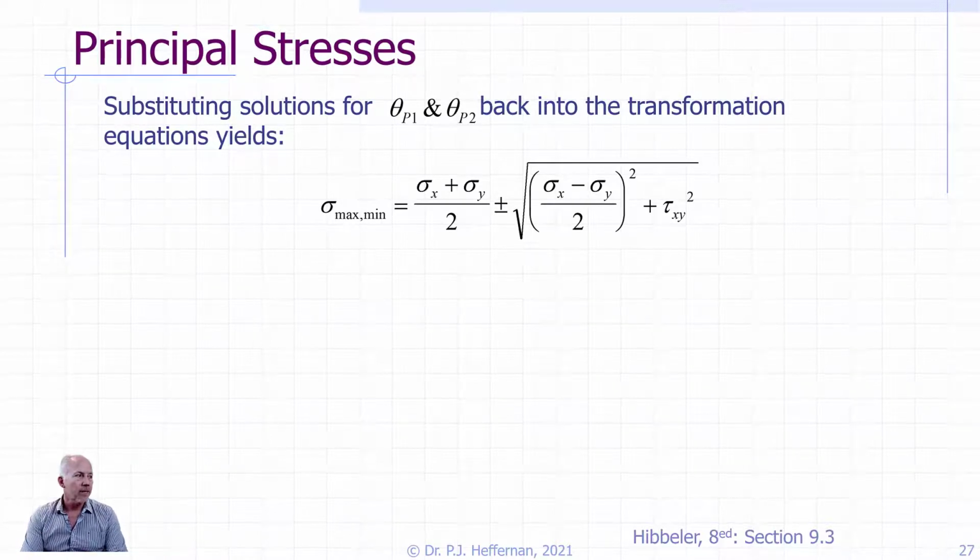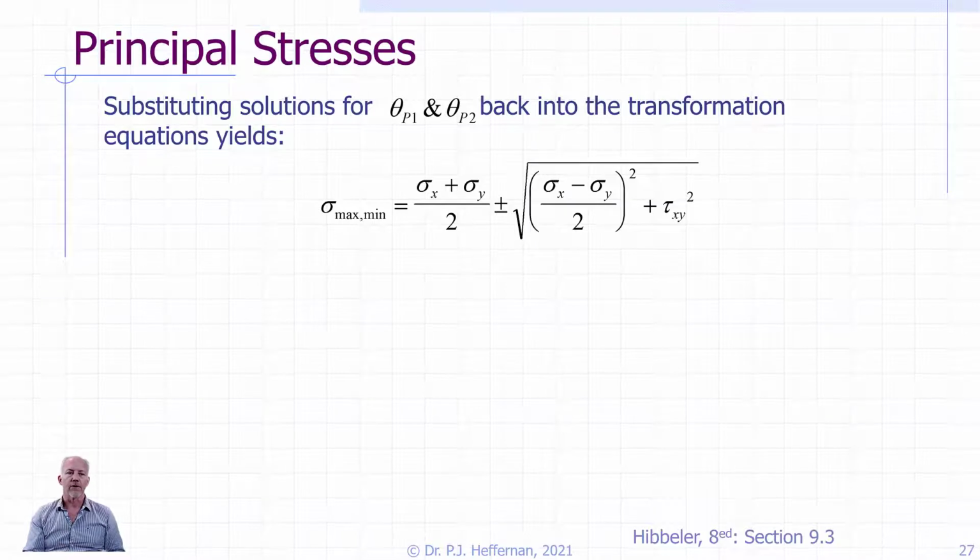So if we then substitute solutions for theta p1 and theta p2 back into the transformation equation, we come up with a new equation which gives us the ability to calculate directly what the value of those principal stresses are. And so we see sigma max, comma sigma min, because there's two solutions here, is equal to sigma x plus sigma y over 2, plus or minus the square root of sigma x minus sigma y divided by 2 all squared, plus tau xy all squared. So again, it's an equation in the components of stress in the xy orientation, and it's going to come back and give us our sigma max, sigma min.